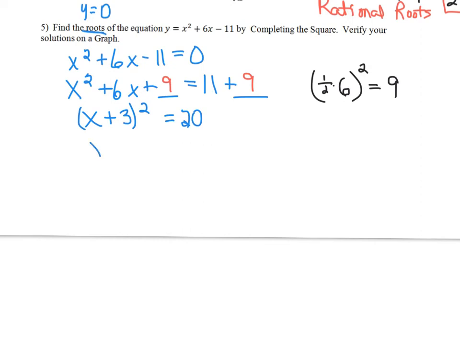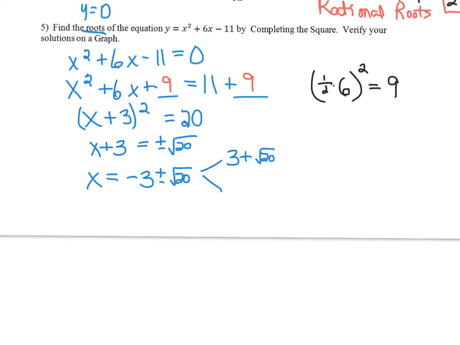Now let's solve for x. So I've got x plus 3 is equal to the positive and negative square root of 20. And then move the 3 over, so x is equal to negative 3 plus or minus the square root of 20. Now for this one, because it says that I'm going to take a look at these solutions on my graphing calculator, I want to go ahead and put these onto my calculator so that I get a decimal equivalent.